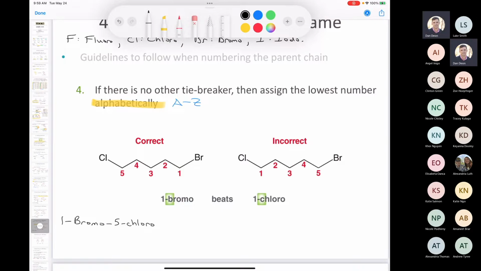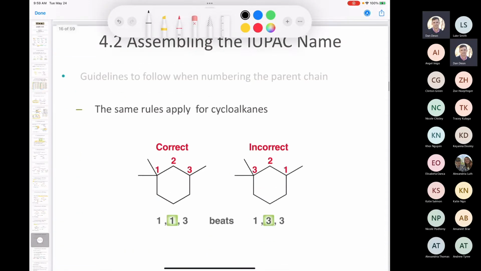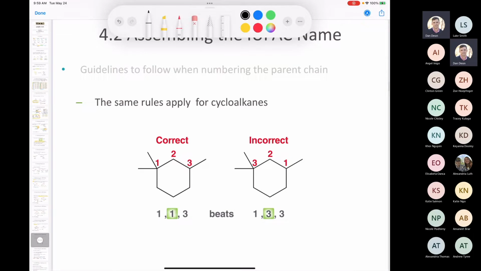5-chloro. And then the carbon chain contains 5 carbons, so this is some kind of pentane. Right, so that's this one. And then let's put the right name for this one. Could I give you a second to try to name this compound? I'll give you a second. If anybody can come up with a name, you can either unmute your mic or type it in the chat. We can take a look at it.